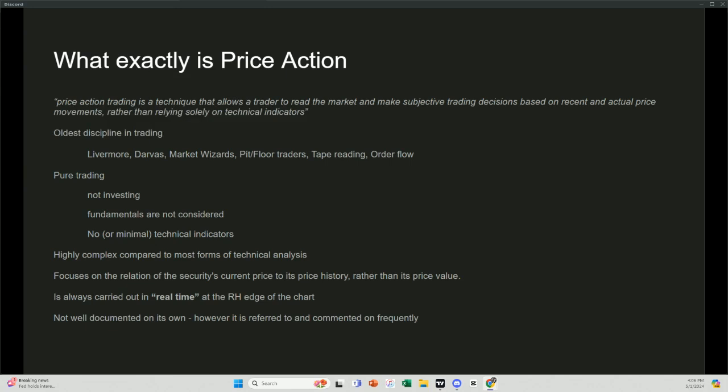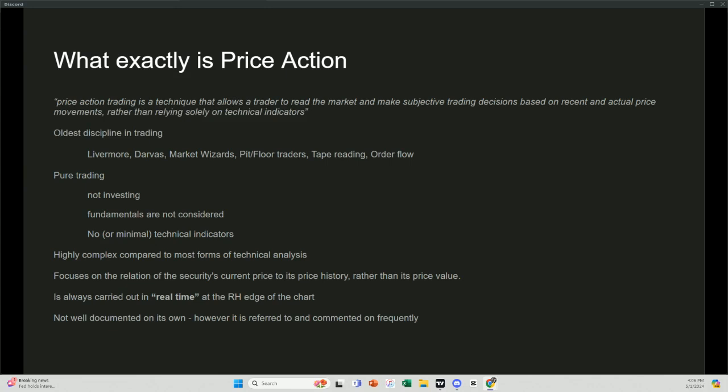It focuses on the relationship of where price is at the end of this bar compared to its recent or longer term price history. It makes no real consideration of the value of that price. It's irrelevant, really, in most cases, what the actual price is, which is not the case for a lot of modern indicators. Things like MACDs and all that are all based around the actual value of price.